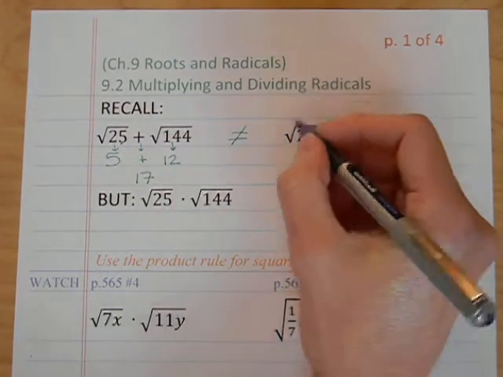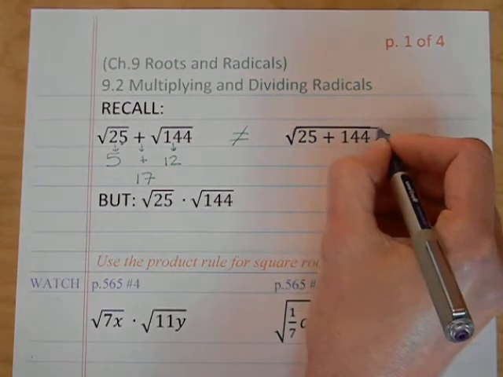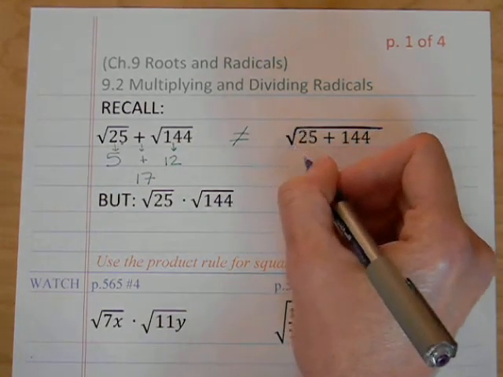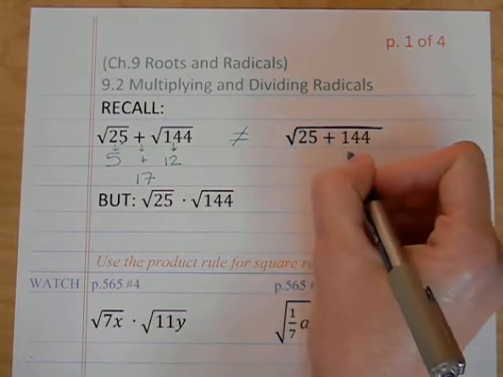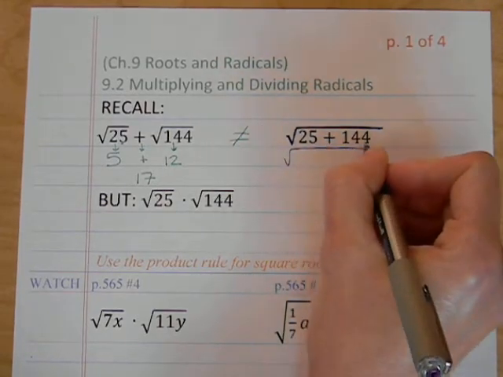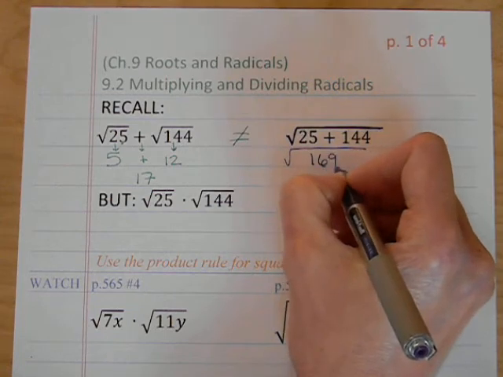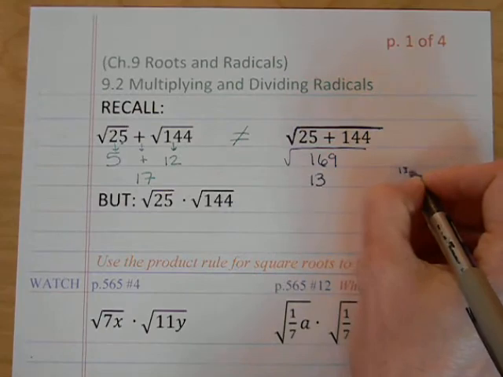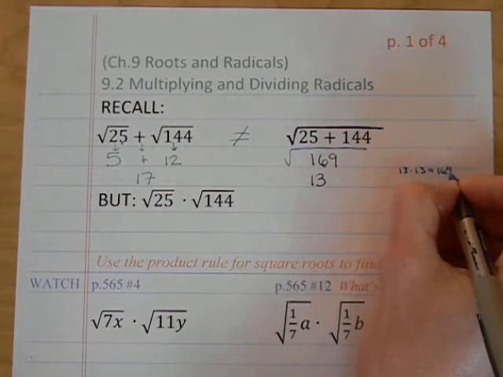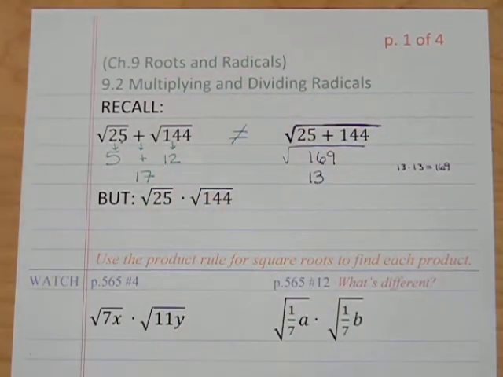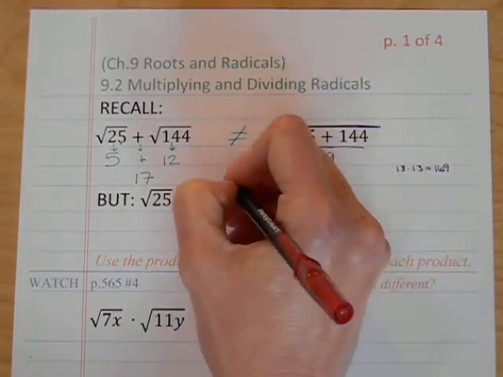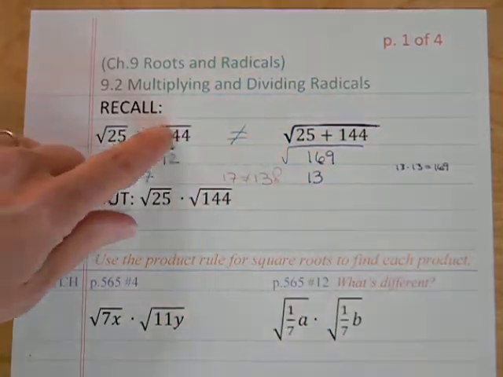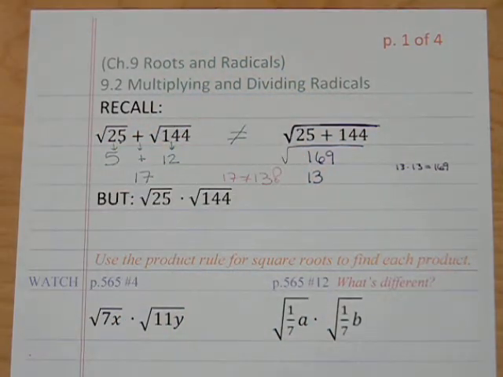Over here, the radical is over the entire addition, so you're going to add that first. The radical acts as like a grouping symbol, so we're going to take care of those things inside that group first. 25 plus 144 gives you 169, and radical 169 is actually 13, because 13 times 13 gives you 169. Notice that 17 and 13 are not equal to each other. Okay. So these two original expressions are not equal to each other.